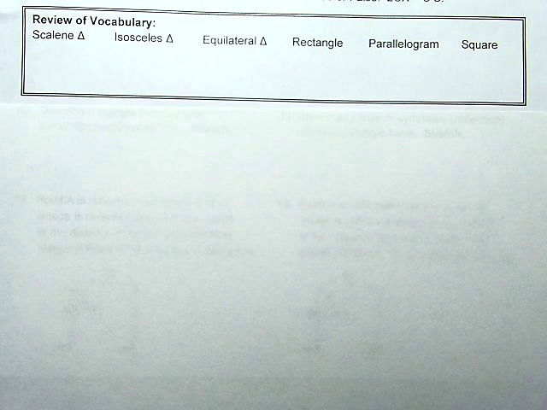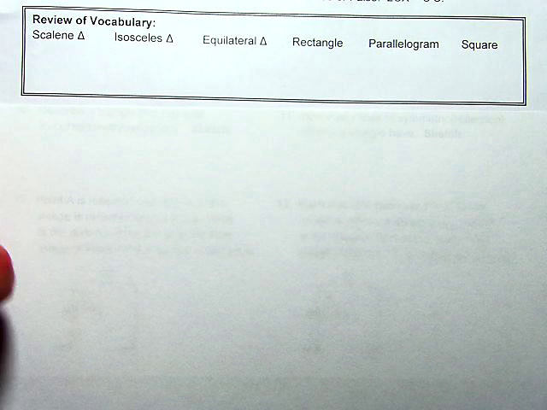So now we have a bit of vocabulary to review. I think some of these terms may be familiar already to you. Some might be new, so let's go over these. The first one is, the first three are all triangles. Scalene triangle, isosceles triangle, and equilateral triangle.